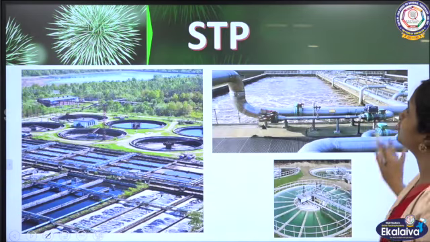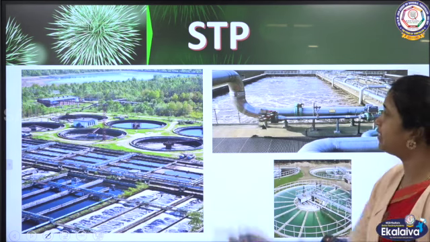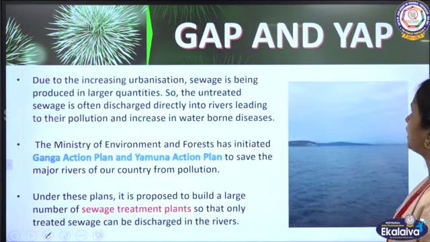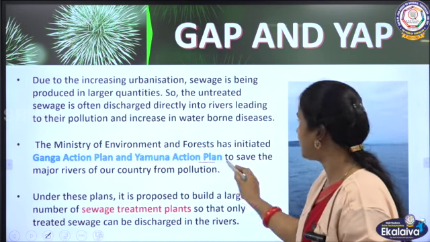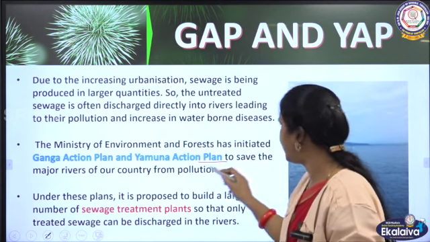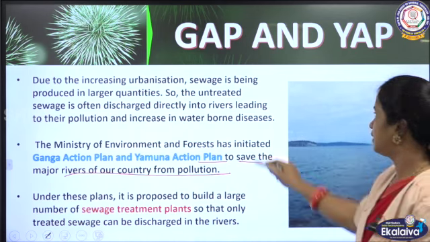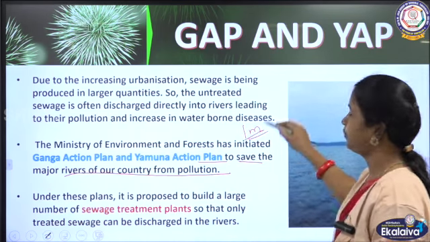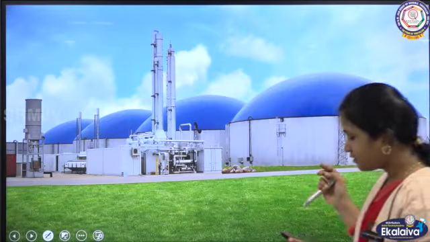This is the sewage treatment plant. You can see the setup. We need a bigger area. And this is GAP and YAP. The Ministry of Environment and Forests has initiated GAP and YAP to save the major rivers of our country from pollution. So this is another abbreviated term with the expansion, a 1 mark question. Okay, guess what it is?